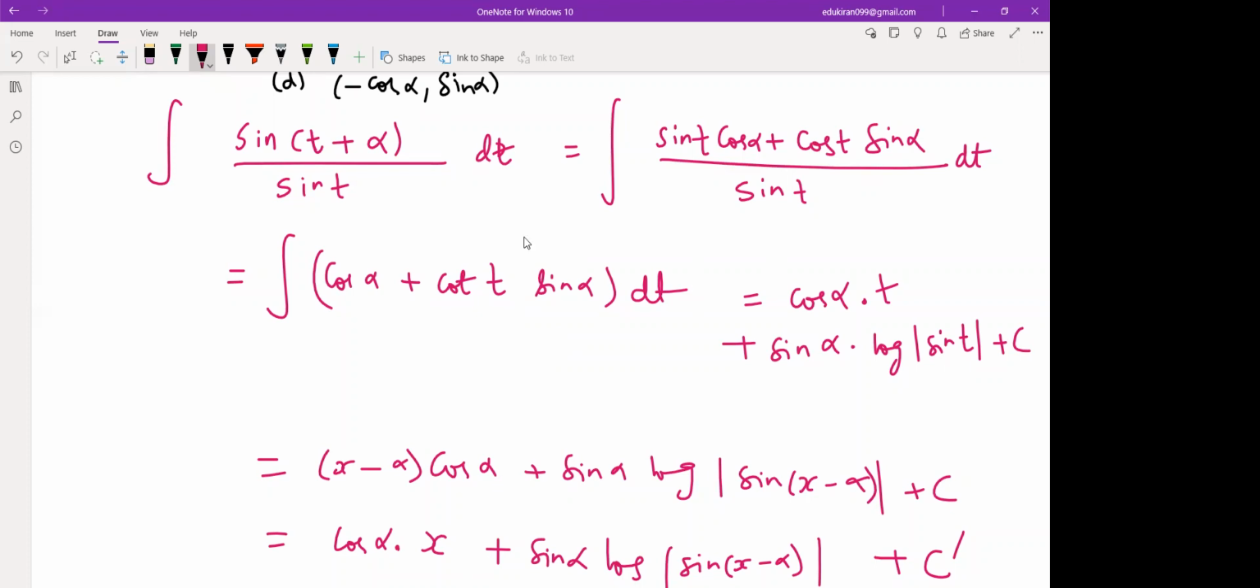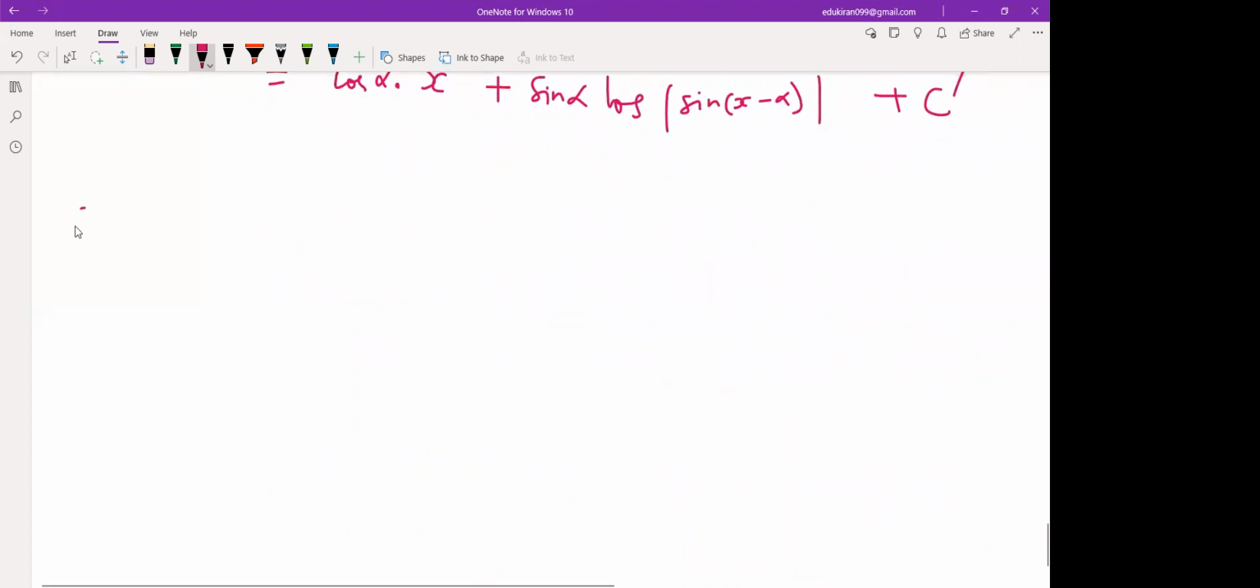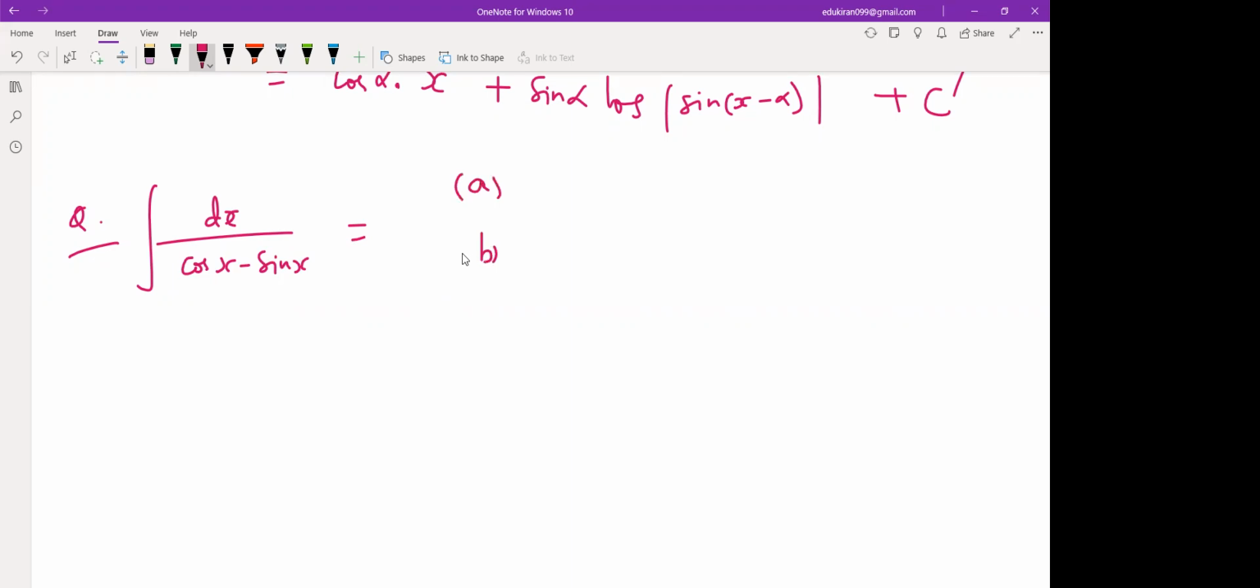Another question is, this is little pattern based question. It has also come earlier. Dx by cos x minus sin x is equal to, and you have options given.